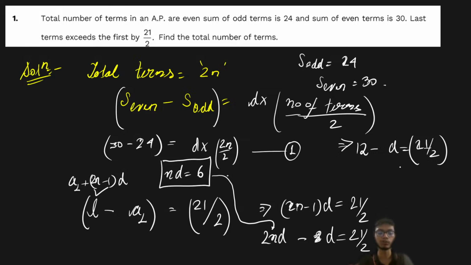12 minus d is equal to 21 upon 2. I hope this result is clear now. So from here we can easily solve for the value of the common difference. If we just solve it, it is going to come out as 3 upon 2.